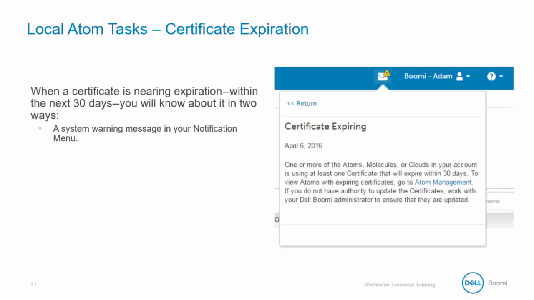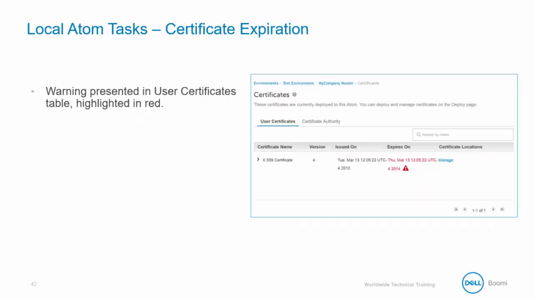When a certificate is nearing expiration within the next 30 days, you will know about it in two ways: a system warning message in your notification menu, and a warning presented in the user certificates table that will be highlighted in red.